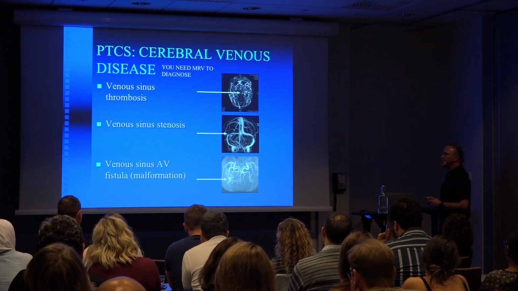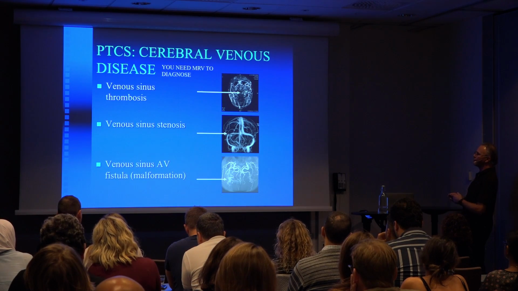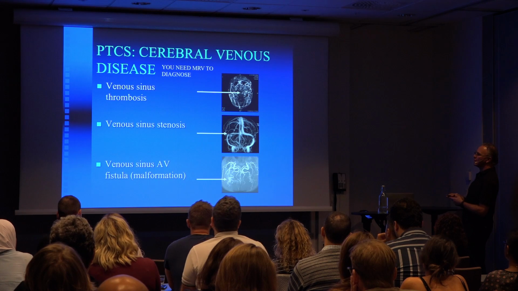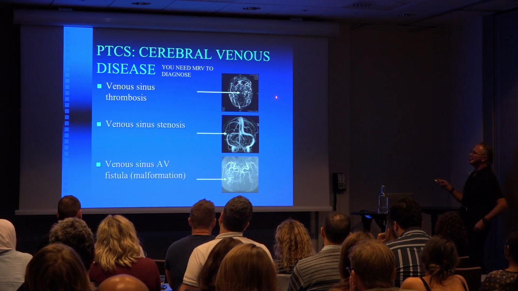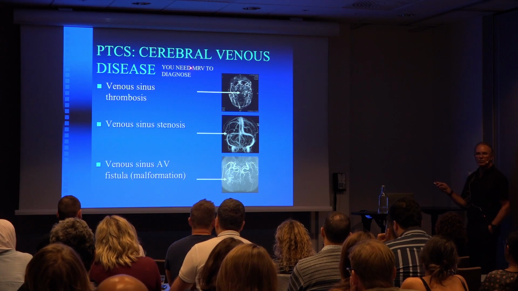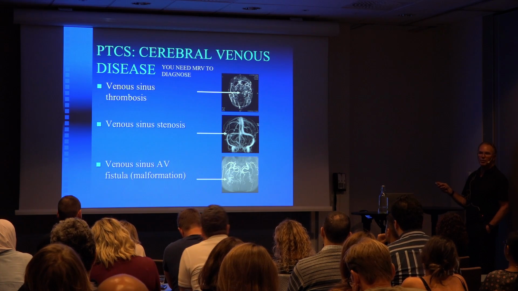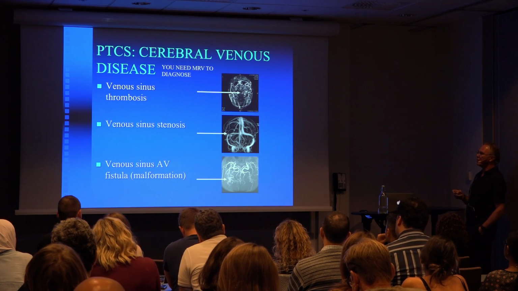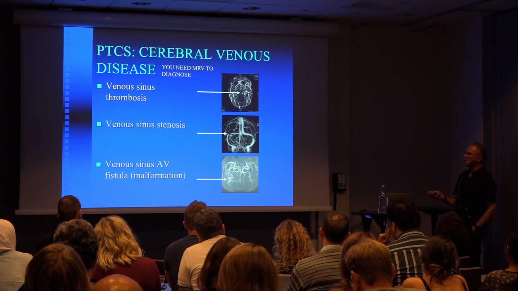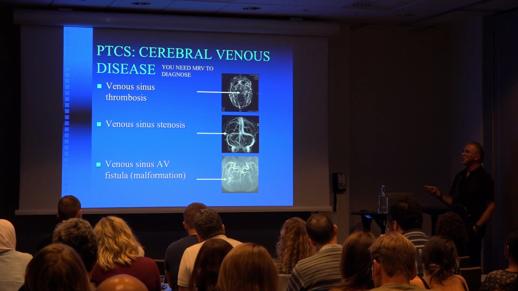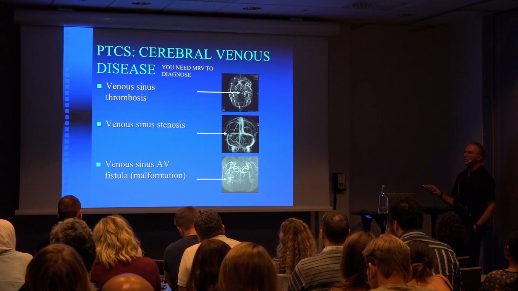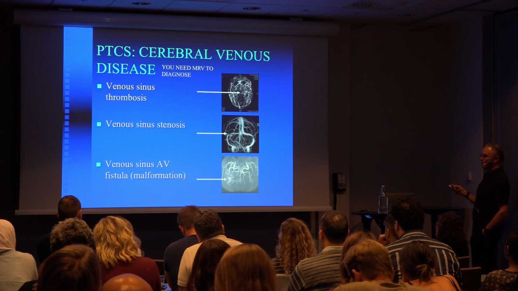The cerebral venous disease is an important issue, and I'm going to go back and forth talking about this as we go through the lecture. So for cerebral venous disease, you need an MR venogram to diagnose this. You may get some of the information on an MRI, but for the most part, you need an MR venogram to do this. So if you have a patient you suspect of pseudotumor cerebri syndrome, you need an MR venogram as well as something to rule out a mass.